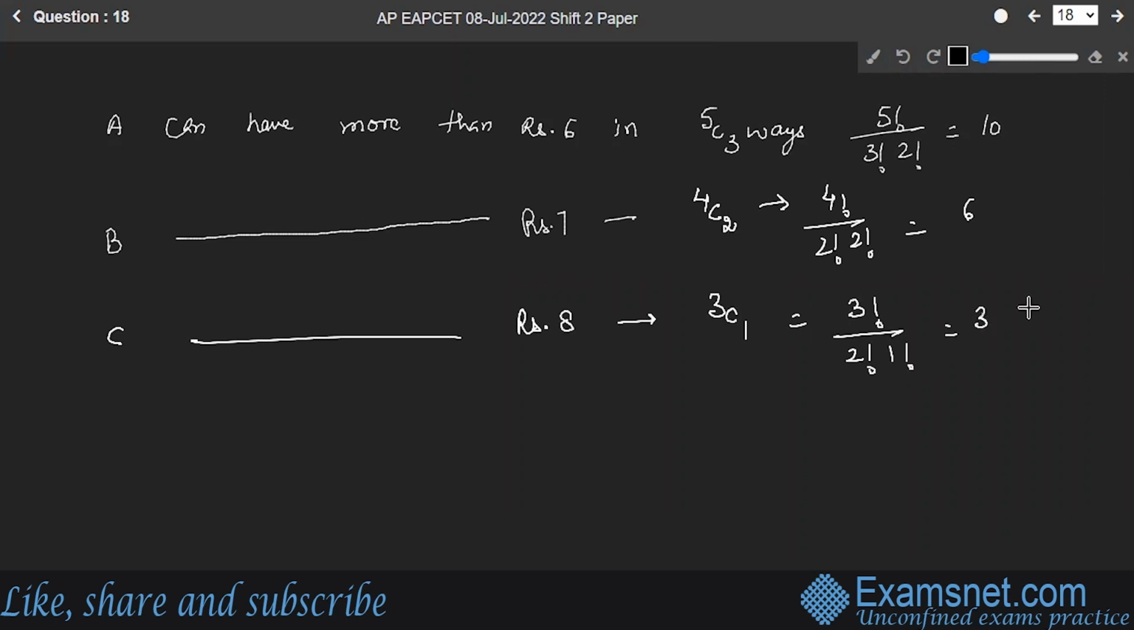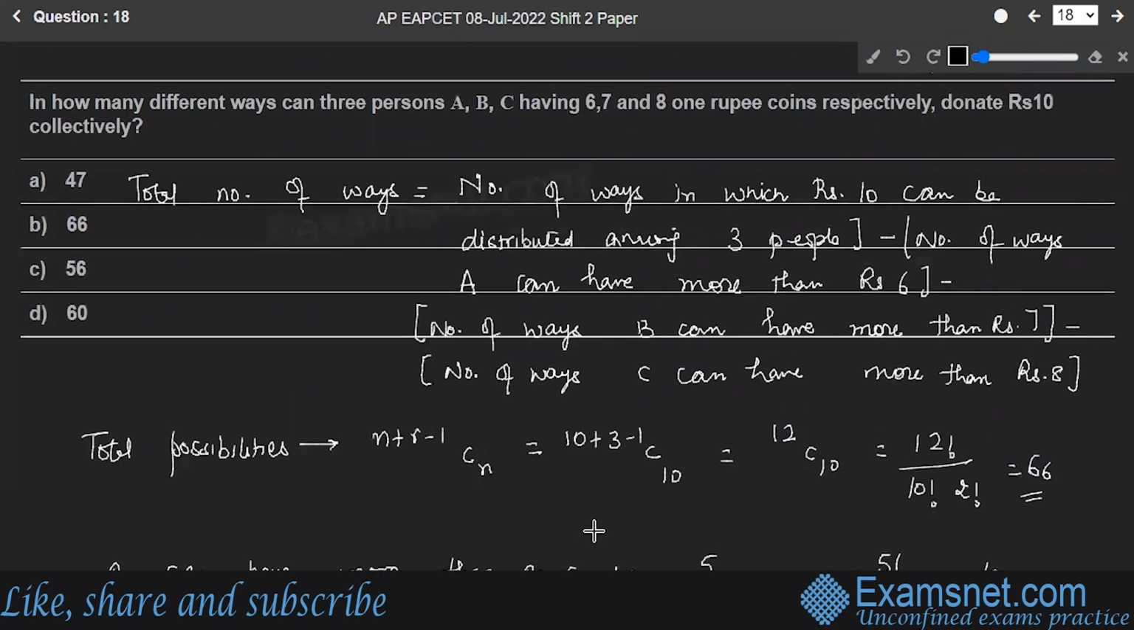Right? Now, the total number of ways, according to the equation that we framed earlier, will be given by 66 minus 10 minus 6 minus 3, which is equal to 47. So 47 is the answer to our problem. We have option A. Hope you are clear with this. Let's move to the next question.